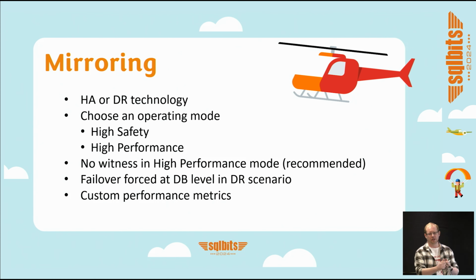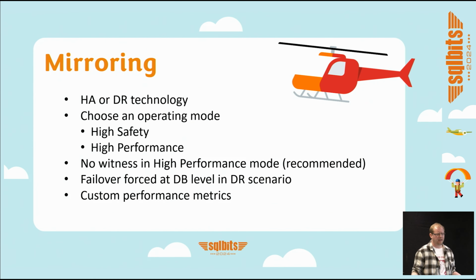We have operating modes of high safety or high performance. So high safety, synchronous mode, commit on the primary, waits for the commit on the secondary, comes back to the application. Probably not applicable to us in a DR scenario because our two sites could be geographically quite far apart. So we could introduce some latency if we're doing that. So we'd probably be looking at something like high performance mode. We're not waiting for commits on the secondary, we're just firing across.